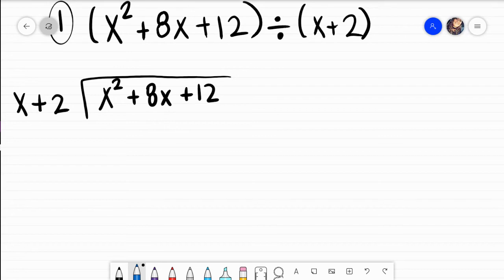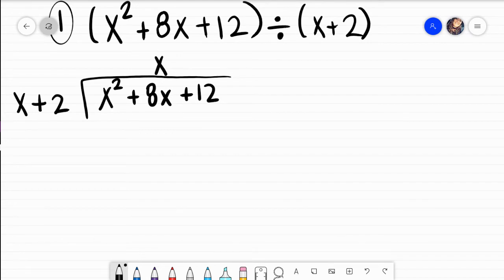It really is. When you divide variables, what you do is you keep and you subtract. So x squared divided by x, what you do is you keep your variable and you subtract your exponent. 2 minus 1 is 1. It is written above 8x because those are like terms.